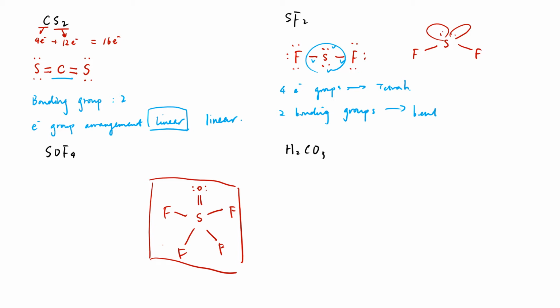So once we have the Lewis structure, number of bonding groups. First, let's find the electron groups for the center atom, sulfur. 1 bond, 2 bond, 3 bond, 4 bond, and another double bond. So the 4 electron groups.